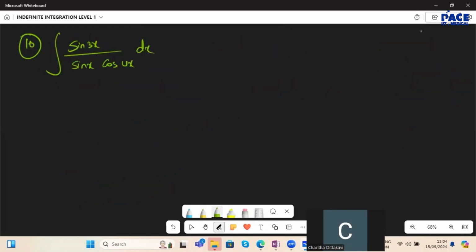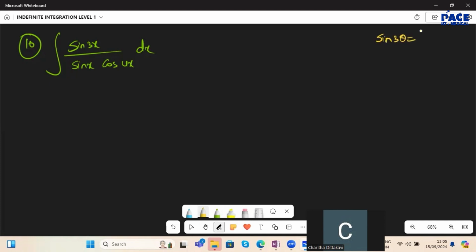Right, now slowly pacing the difficulty level up. Now integral of sin 3x by sin x into cos x dx. This is what our question is now. Right. Now, what do we have to think? So what are all the formulae that I can apply? I'm just writing here.